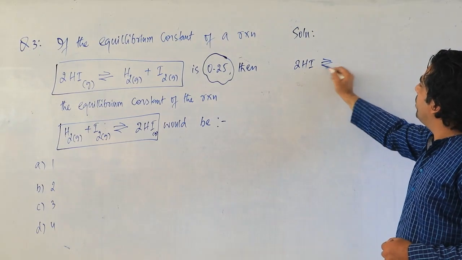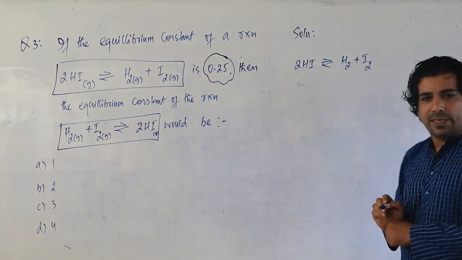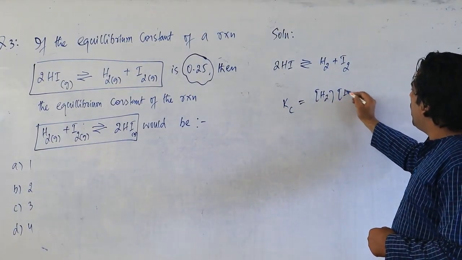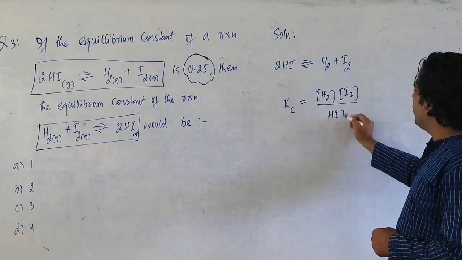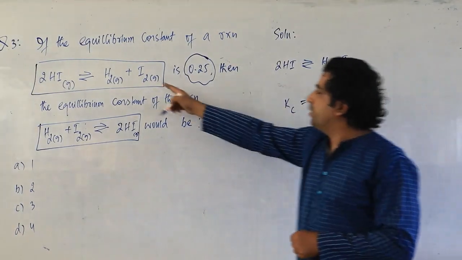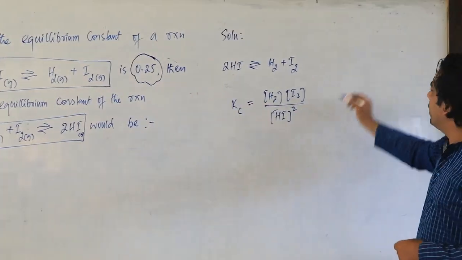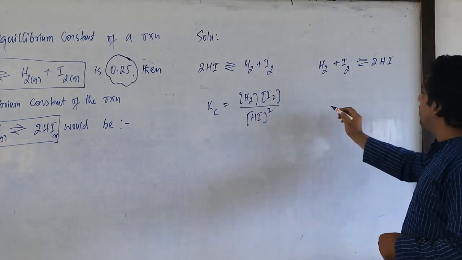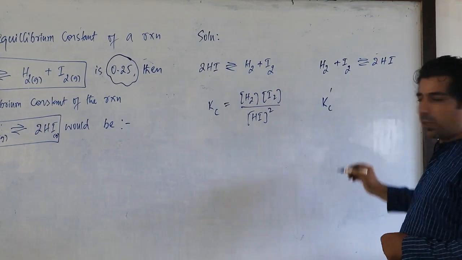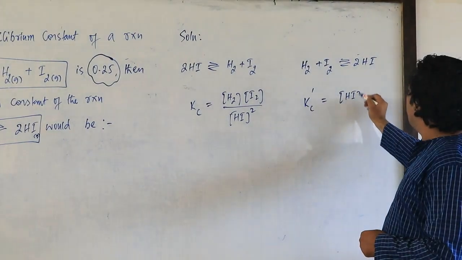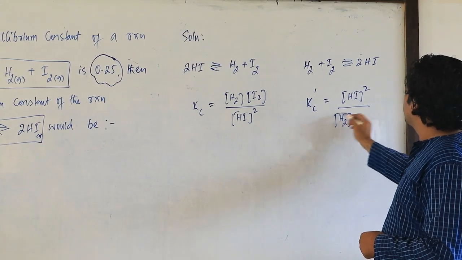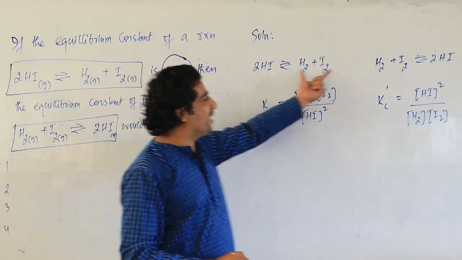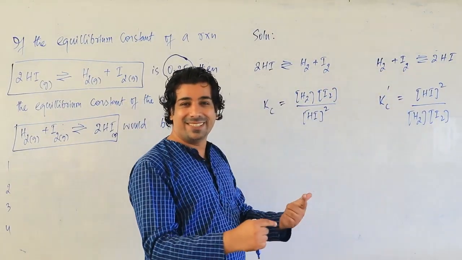2 HI gives me H2 plus I2. What will be the equilibrium constant for this? Kc is equal to H2 times I2 upon HI raised to the power 2. This is the equilibrium constant for the first reaction. Let's take the second reaction, my dear friends. The second reaction is H2 plus I2 gives me 2 HI. What is the equilibrium constant for this? Let's call it Kc dash. It is equal to HI raised to the power 2 upon H2 and I2. Now you tell me, my dear friends, look at these two reactions. They are exactly the reverse of each other.